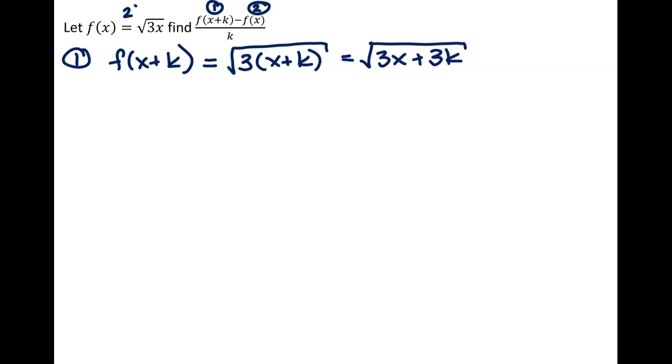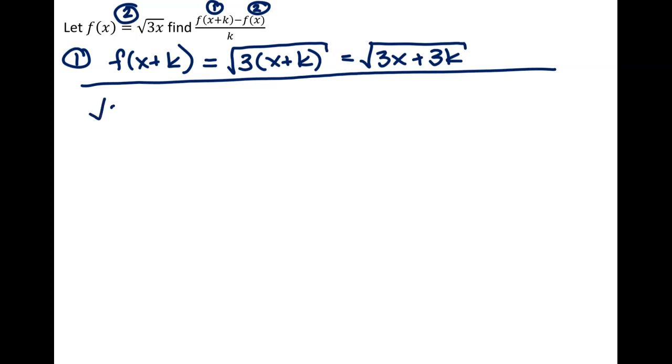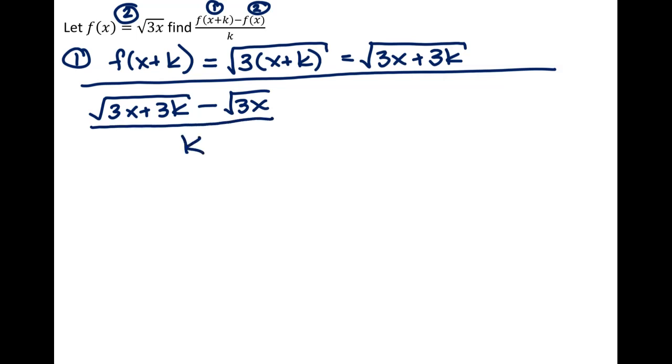Number two, f of x, that's the original function we were given. Plain old f of x is the square root of 3x. So we are supposed to build this fraction. I'm just going to do that. That's my scratch work. F of x plus k is the square root of 3x plus 3k minus f of x, which is just the square root of 3x, all over k. So we get this, and if you got here, you're understanding your function notation, and that's beautiful.